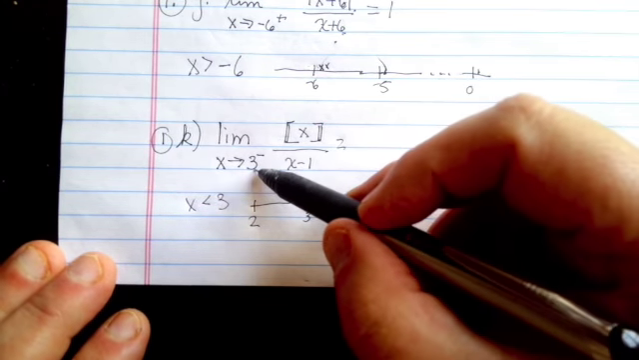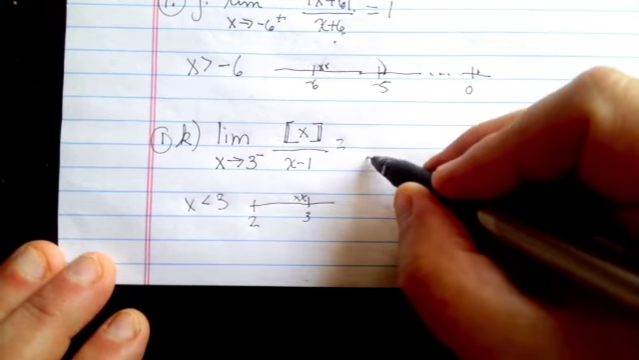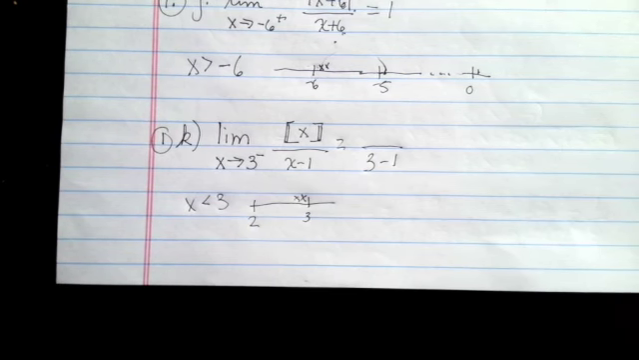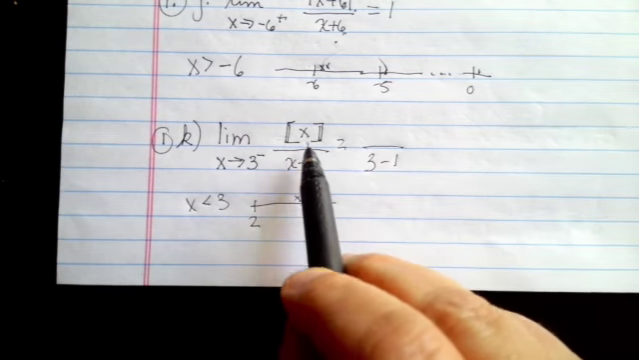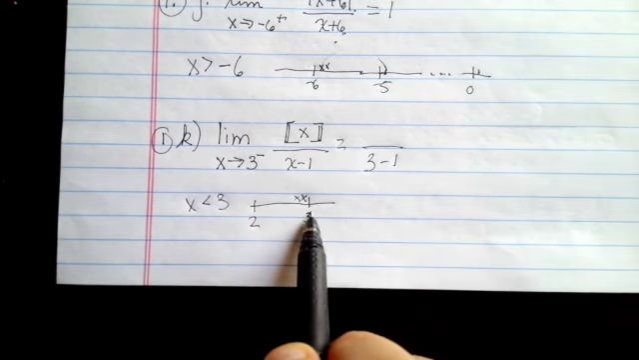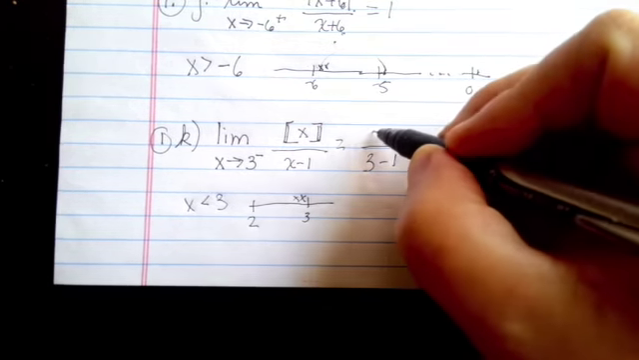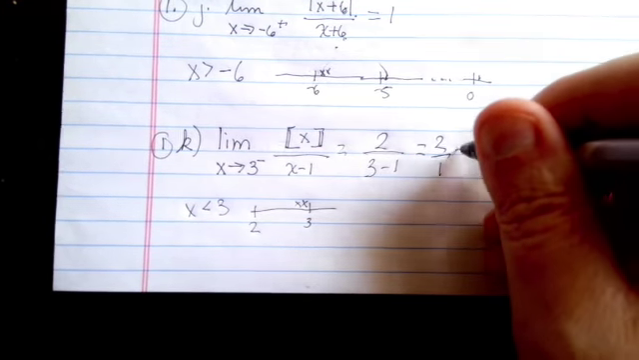Well, x is approaching 3, so the denominator is going to approach 3 minus 1. Right? We don't have to worry about rounding here since it's just a plain x. It's not the floor of x. Now the numerator is going to be, well, let's see, we're talking about numbers that are slightly less than 3, but they're bigger than 2. When you take the floor, you're going to get 2. So that should be 2 over 2, which is 1.